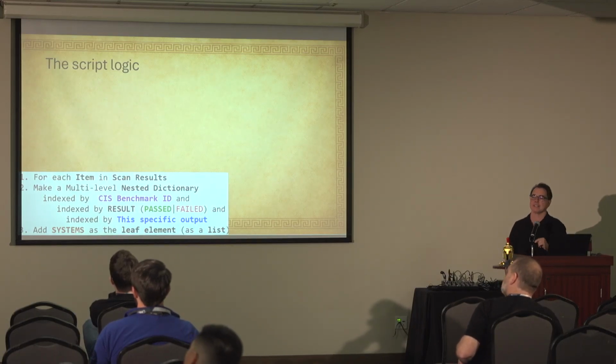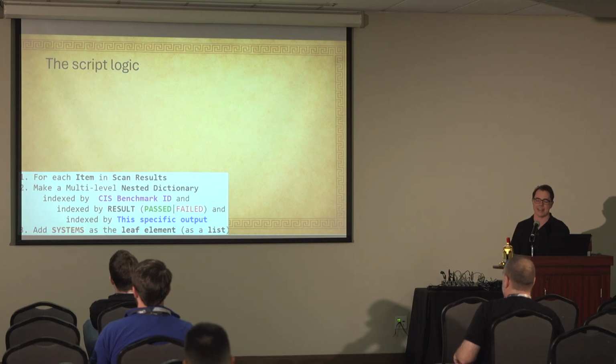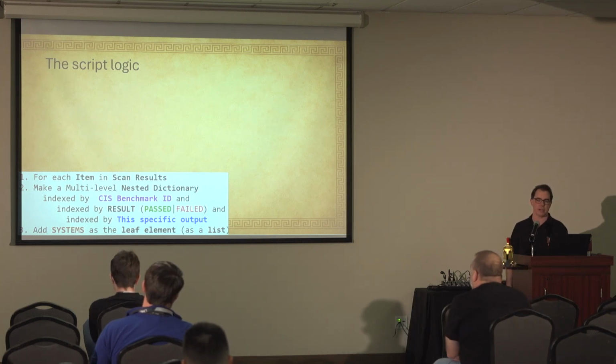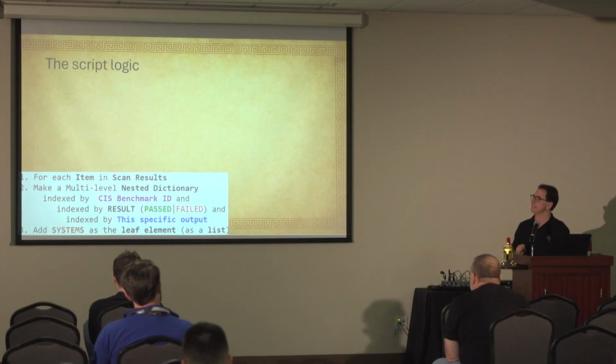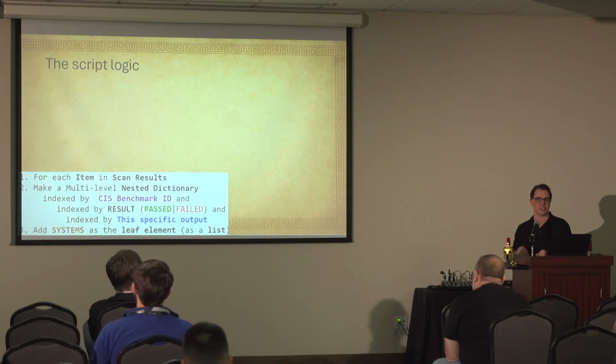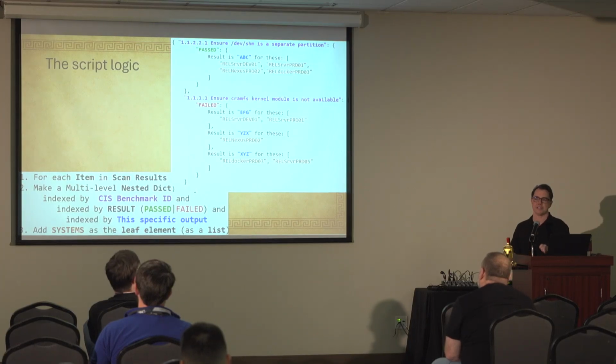So the simple logic is you need to look for all the scan results, group them by the CIS benchmark, that was like the 1.1.1.1, something. You group them by the result, if they are passing or failing. And also you group them by what the result actually says. And this is going to create a nested dictionary, also known as a hash table or associative array in other languages. And then you simply shove each server into that nested array, and you get something like a JSON structure that should be a little bit easier to visualize.